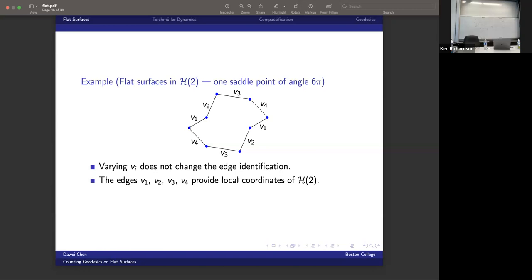And now if I change this polygon a little bit, they vary in v1, v2, v3, v4. But still, I will get a similar octagon with the same edge identification, and the 8 vertices will still be glued together to form a center point of angle 6 pi. So I'm not changing the underlying type of the flat surface. In other words, this correspondence between period coordinates, those integrals of omega on gamma i, really corresponds to the edges of the polygon, so that when you perturb the edges, you control the deformation of the polygon, and the topological data is certainly preserved.